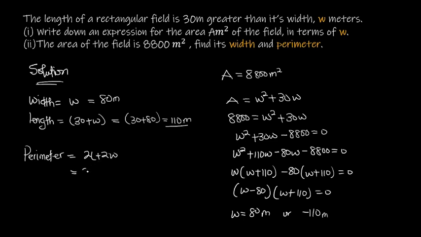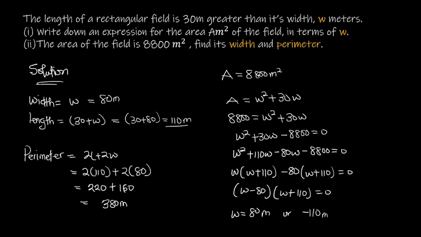So that means that we have 2 multiplied by our L, which we found is 110, plus 2W. The W is the width, which is 80 over here. So therefore, 2 multiplied by 110 will give us 220, plus 2 multiplied by 80 will give me 160. Okay, so if I add the two, I get 380 meters as the perimeter for this particular rectangular field. So this is how we solve this type of question to get the parameters that we're asked to find.